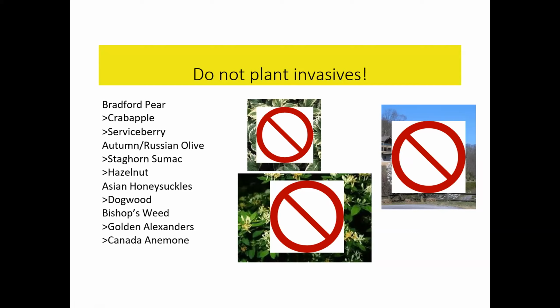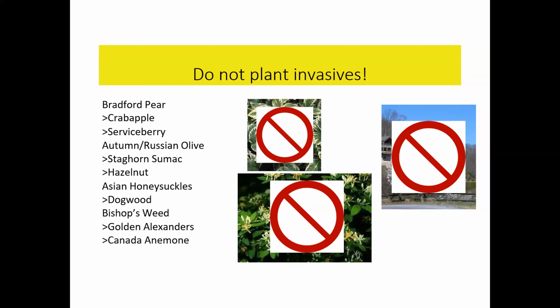They're messy, they tend to break up in storms, and they smell really, really bad. In some cities where they've planted Bradford pear, populations complain when they are in flower because they smell so nasty. So good replacements for Bradford pear are crabapple, serviceberry. If you have a Russian or autumn olive, or you desire that kind of grayish green willow type look to a leaf, good replacements are staghorn sumac or hazelnut.